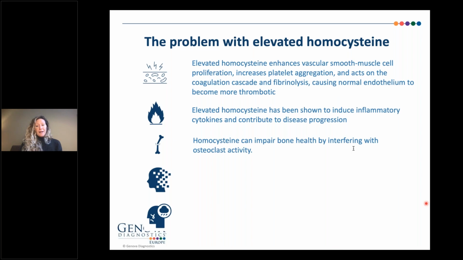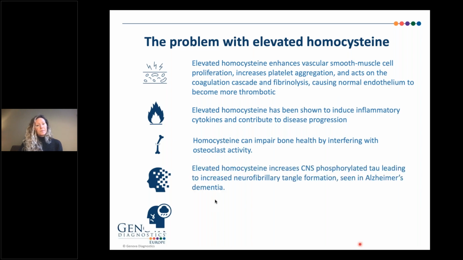Homocysteine can also impair bone health, and it can do this by interfering with osteoclast activity. It does that by impairing the cellular and molecular mechanism of bone marrow-derived osteoclasts. Elevated homocysteine increases the central nervous system phosphorylated tau, leading to increased neurofibrillary tangle formation seen in Alzheimer's dementia, which is, of course, the hallmark of dementia.